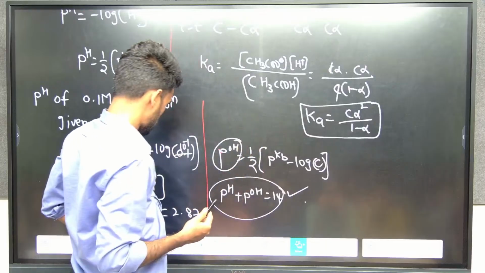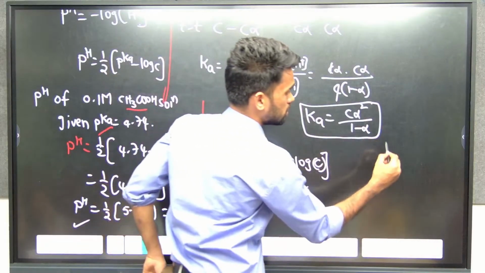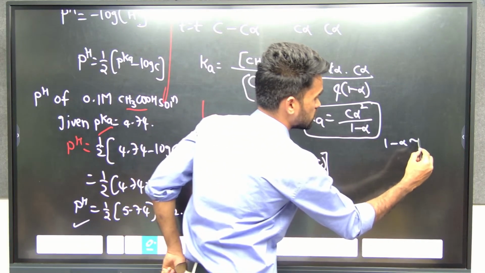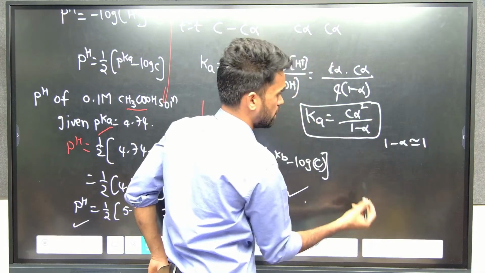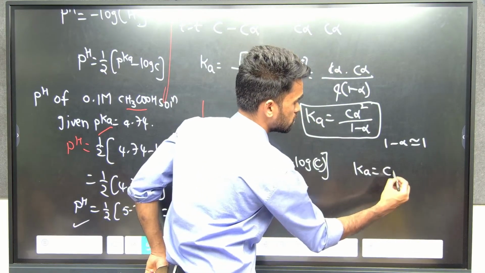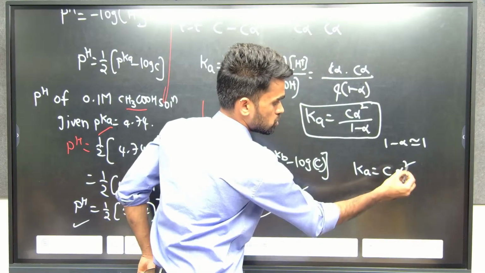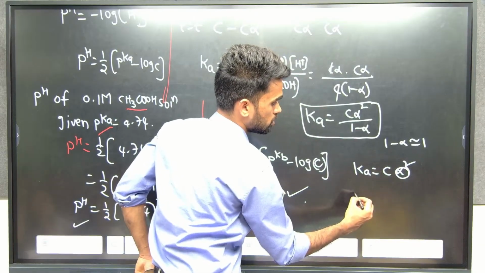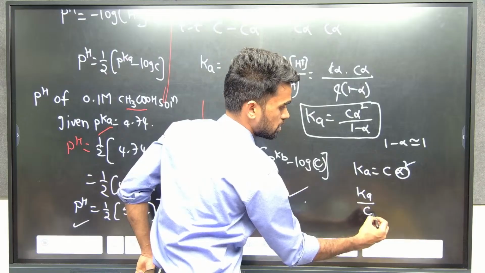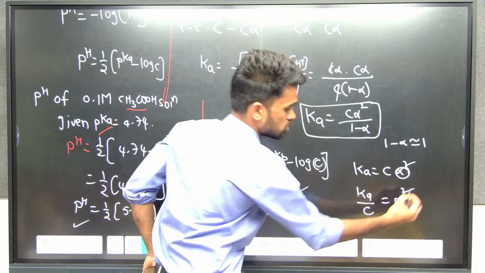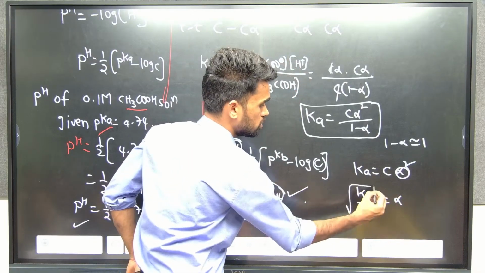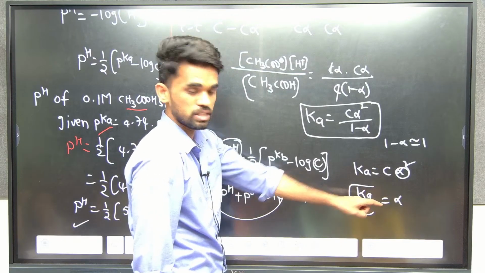Okay. So this is what? 1 minus alpha, I am saying this is very less, which is equals to 1. So Ka becomes how much? C alpha square. So ఇందులో నుంచి alpha ఎంత అవుతుందమ్మా? Ka by C is equals to alpha square. Square if comes this side, root. So alpha value ఇక్కడ వచ్చింది కదా.